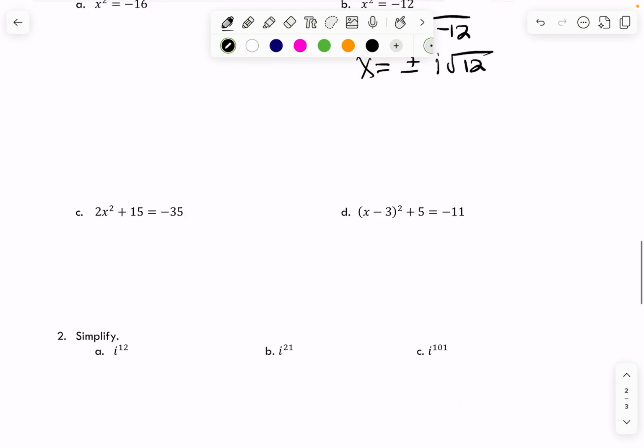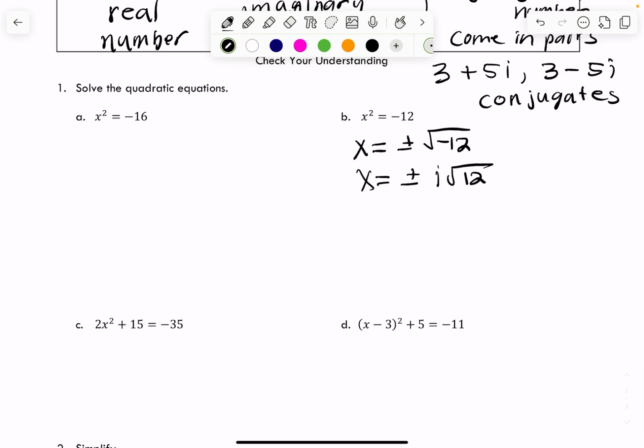All right. These problems at the end, I will post an answer key for these, but I kind of want you to try these on your own based on what we talked about.